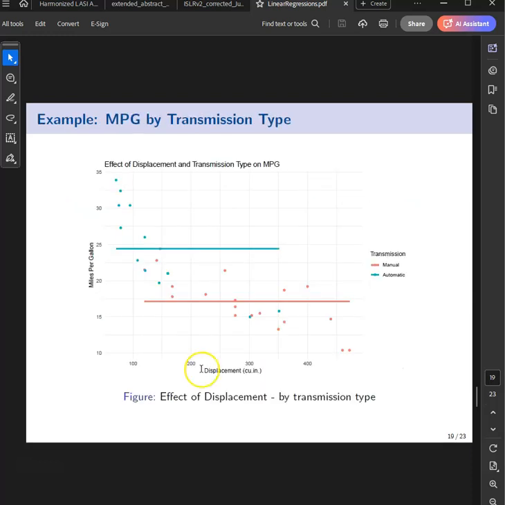And graphically, it basically allows us to estimate two regression lines. On the x-axis we have displacement, on the y-axis we have miles per gallon, and this reddish orange line is the association between displacement and MPG for manual cars, and the blue line over here is the same relation but for automatic transmission. And this gap over here is what we get.